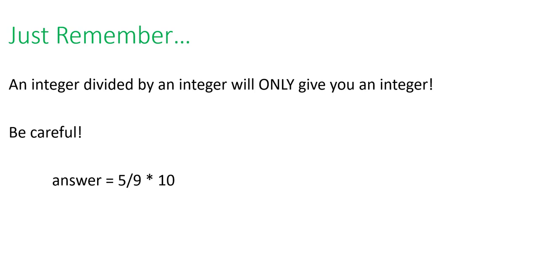I'll give you a hint. How many times does 9 go into 5? If you said 0, that is correct. So a lot of students make this mistake early on. They'll put in a problem where they have integer division, and then they forget that this might be 0, and then, of course, anything times 0 is going to be 0. So if you said the answer was 0, that is correct.